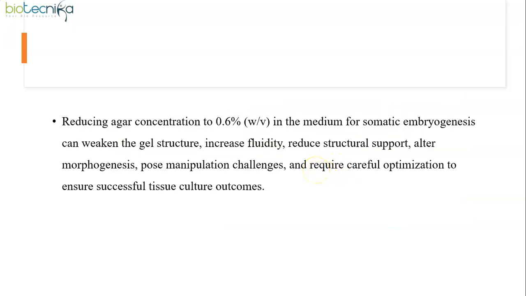Then regarding agar concentration, as I told you, if we are reducing the agar concentration, it will weaken the gel structure, increase the fluidity, and obviously the structural support will be reduced. This in turn will affect morphogenesis, growth and development. Therefore, it requires careful optimization to ensure successful tissue culture outcomes.